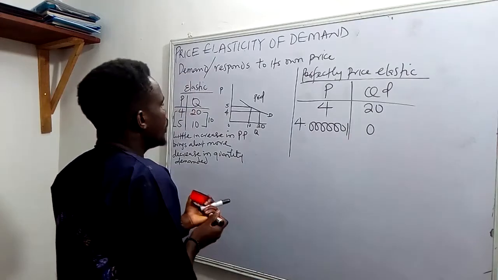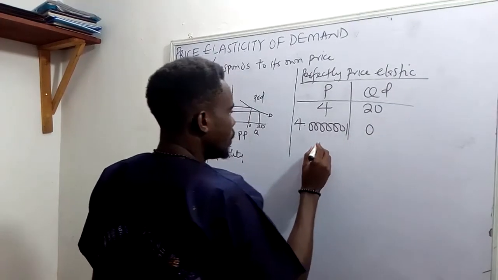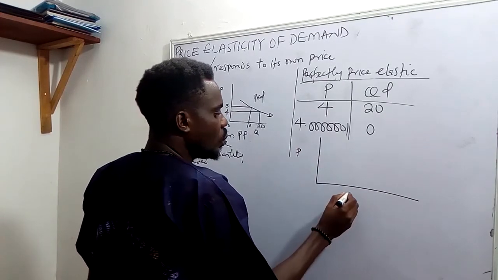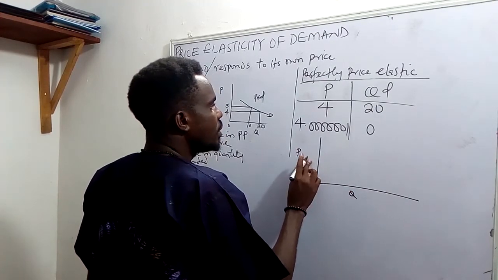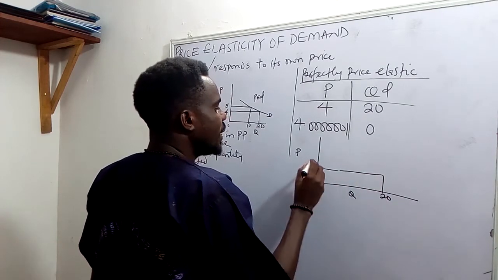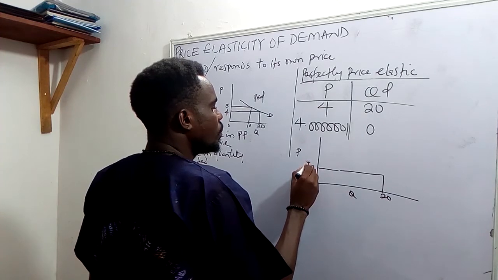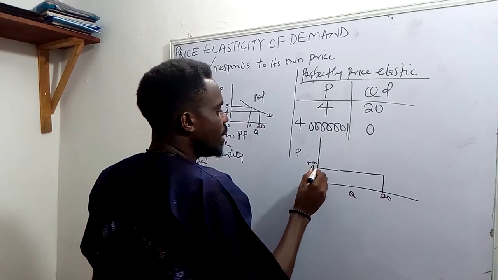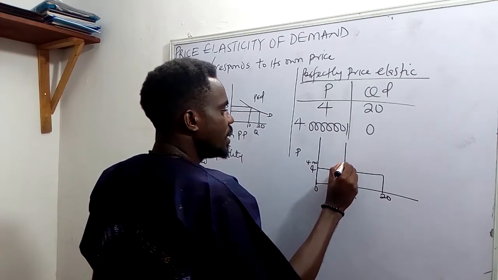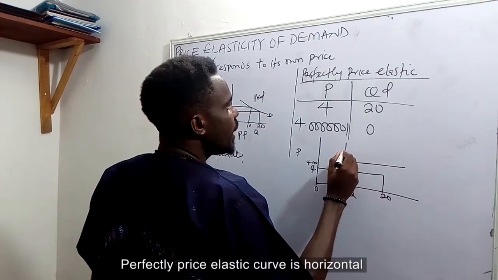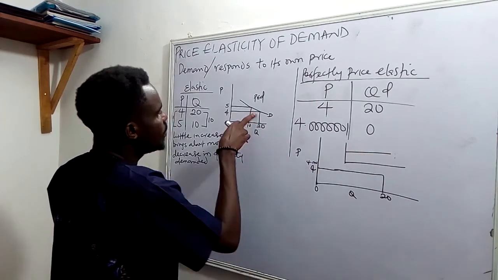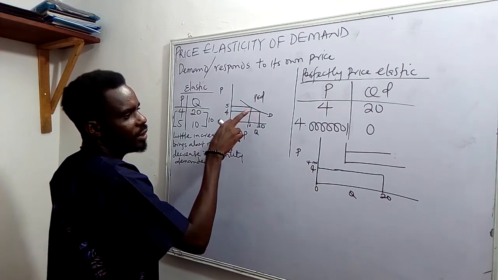A graphical illustration of that is: price axis, quantity axis. When price is 4, quantity is, any attempt to increase price by any insignificant amount, quantity will drop to 0. As such, the graph for perfectly price elastic is horizontal, which is the extreme case of price elastic.